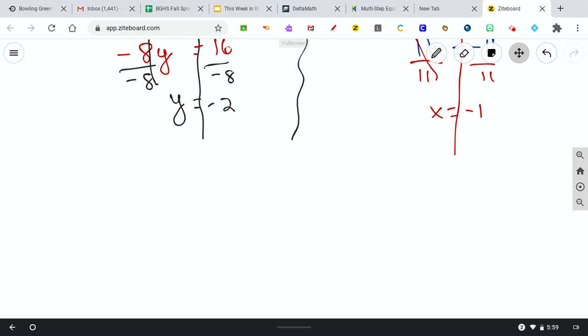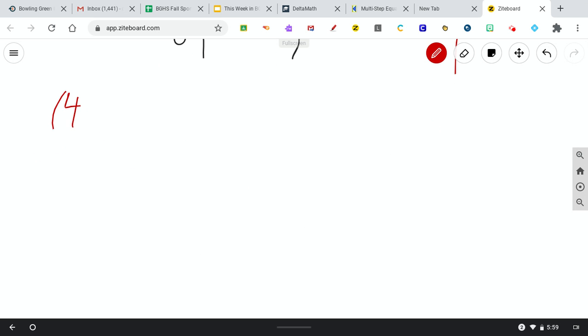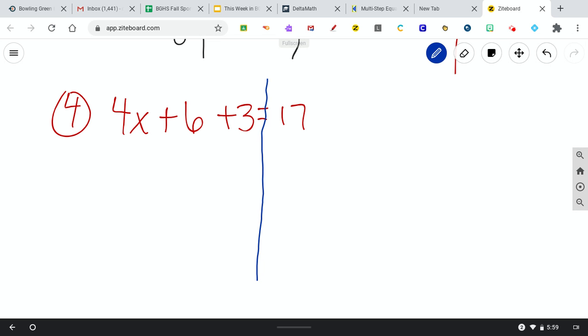Okay, I get 4x plus 6 plus 3 equals 17. So again, I draw my line through the equal sign. Now let's pay close attention, because I still have the same thing with like terms, but I only have one term with a variable. But I have 6 and 3, which we call constants. They're numbers that stand alone. They're constants, but they're like terms.